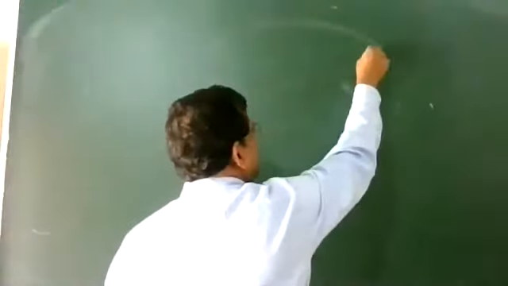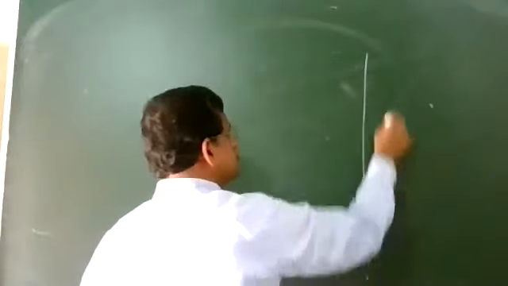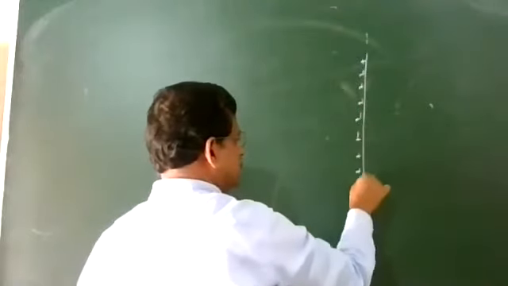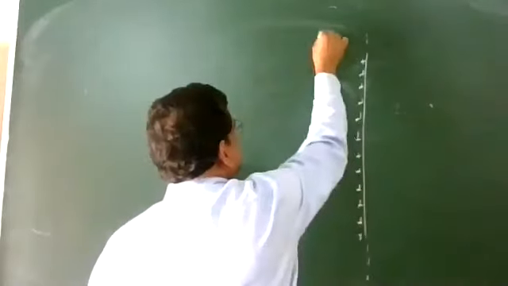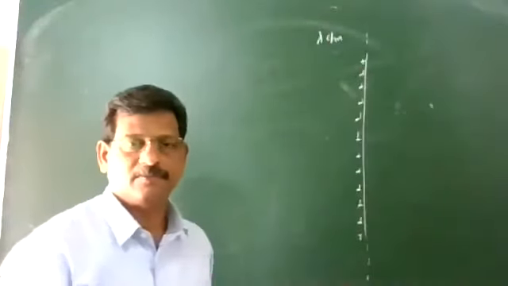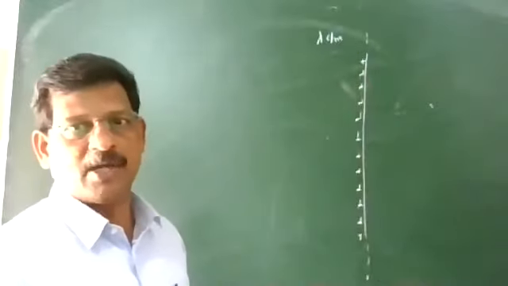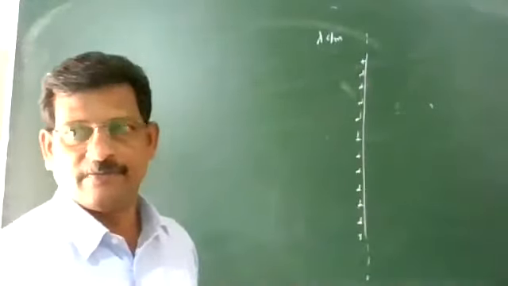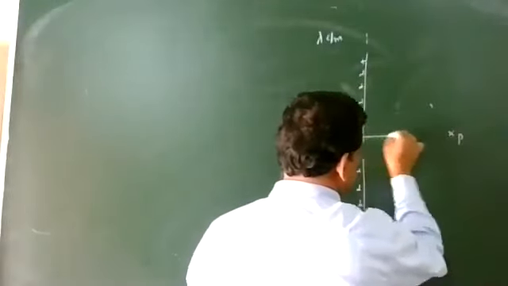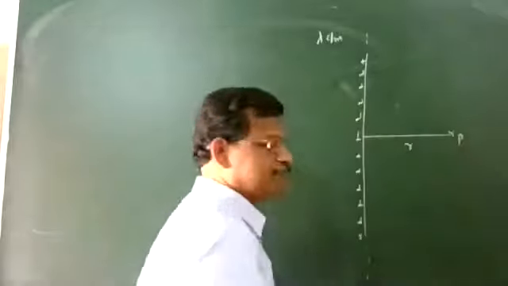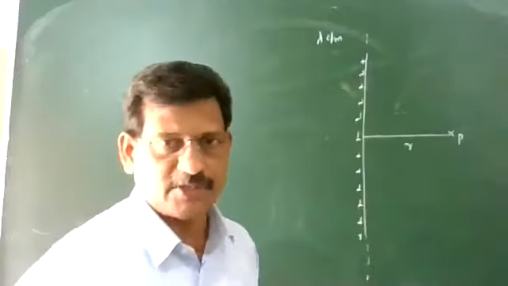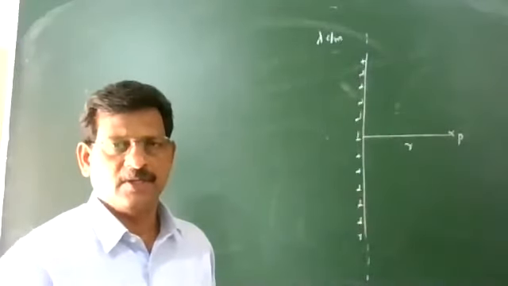So if you have a line charge, the charge is uniformly distributed over the length with a linear charge density lambda coulomb per meter. Per unit length the charge is lambda. It is called linear charge density. We take a point P at a perpendicular distance R from it. We have to find the electric field at the point P at a perpendicular distance R from it.